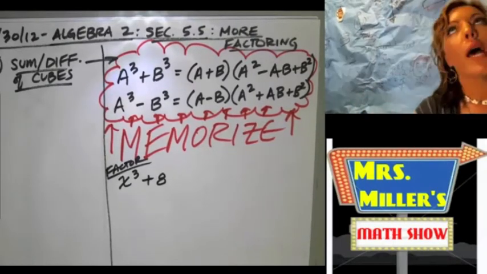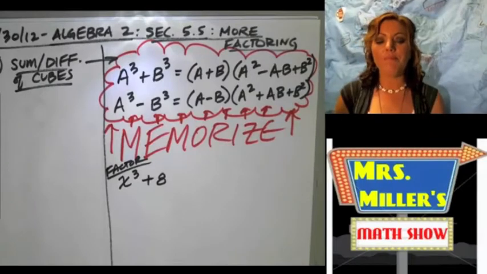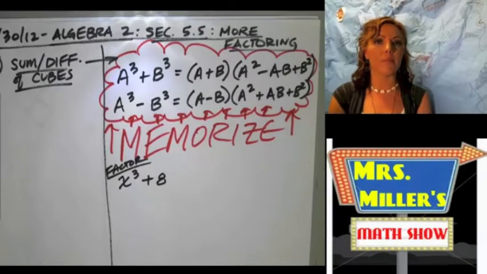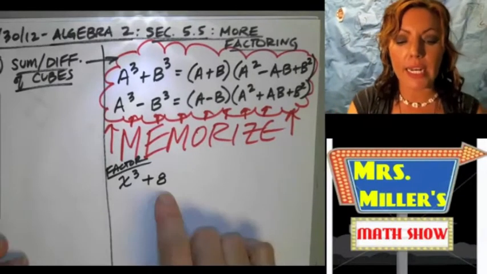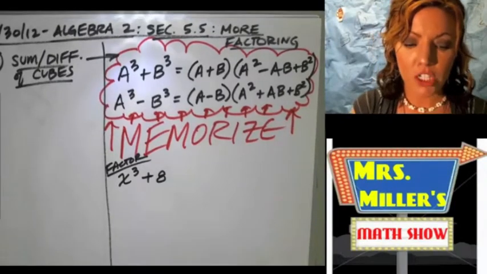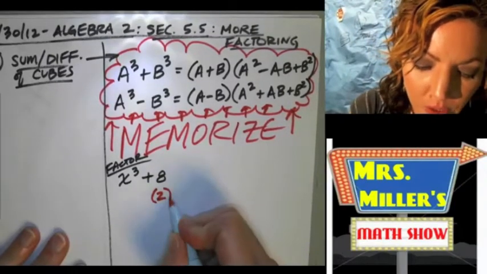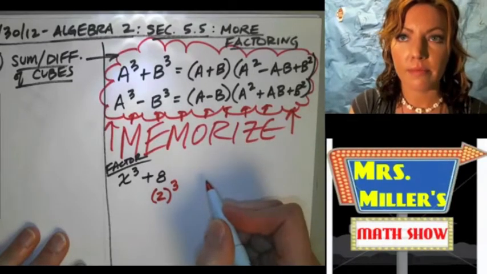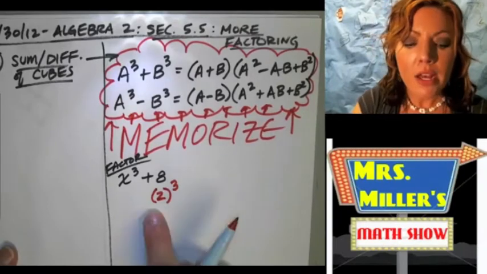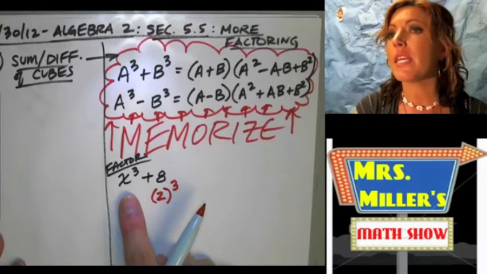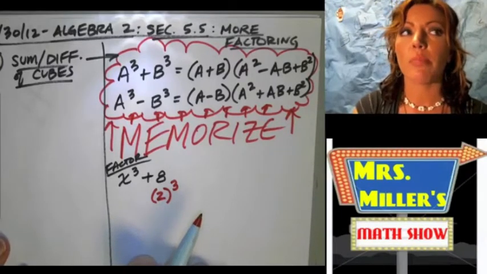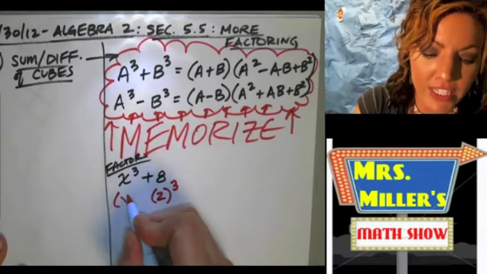So what I want you all to think about is a cube is something that you multiply by itself 3 times. But let's start with the 8. Can anybody think of something you multiply by itself 3 times to get 8? Samantha? 2. All right, give it up for Samantha. Okay, now, how about x to the 3rd power? Can anybody think of something that you multiply by itself 3 times to get x to the 3rd power? Don't overcomplicate. Zach? X. All right, give it up for Zach.